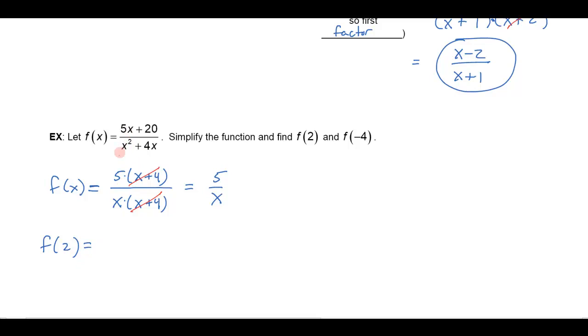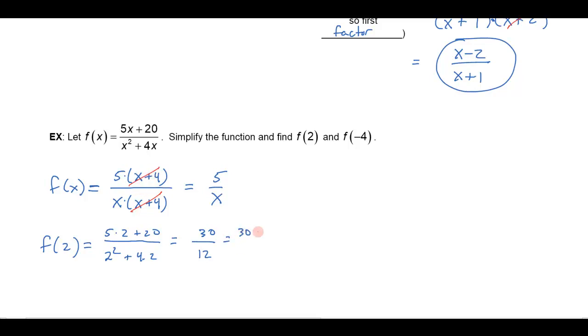Okay? So notice that if I were to evaluate this function at 2, if I were to plug 2 up here, I would get 5 times 2 plus 20 over 2 squared plus 4 times 2, and that gives me what I get. 10 plus 20, that's 30 in the top, and 2 squared is 4 plus 8, that's 12 on the bottom. And what you'll notice is there's a common factor of 6 between these, right? Because up here 2 plus 4 is 6, and that's represented right here.